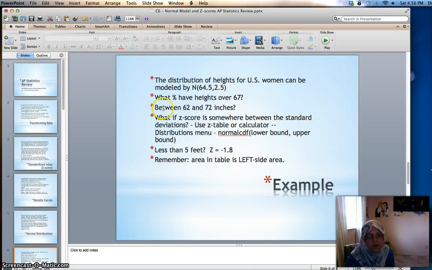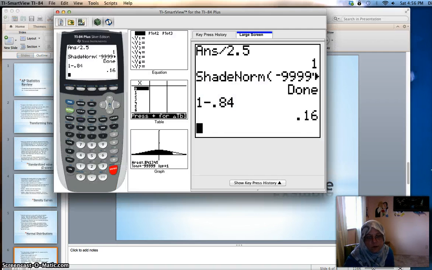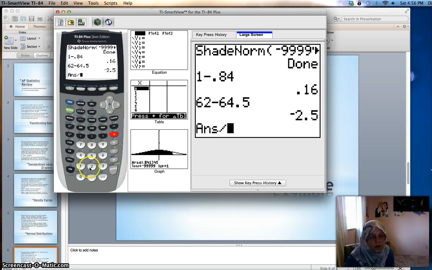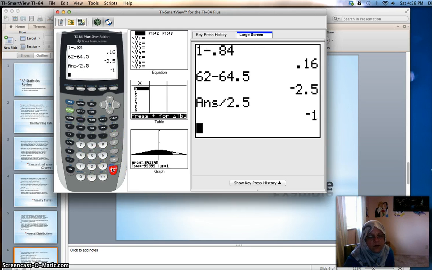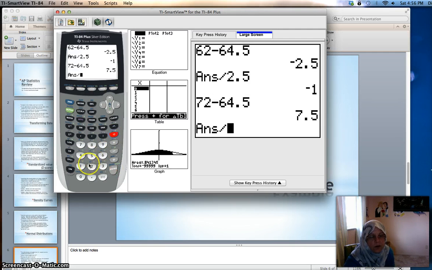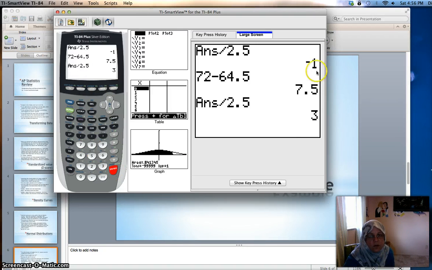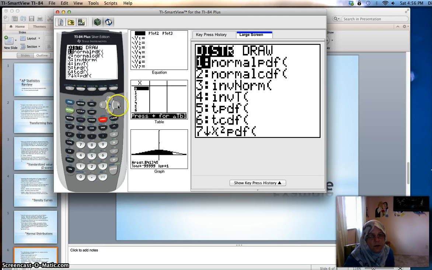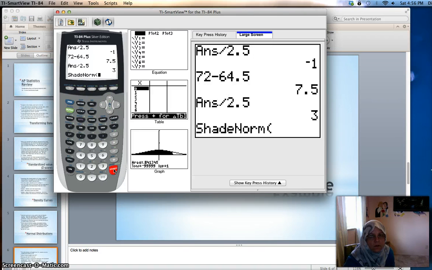And what percent of women have heights between 62 and 72 inches? Well, 62 minus 64.5 divided by 2.5. That's a z-score of -1. What about 72? Subtract, divide by 2.5. So between a z-score of -1 and 3. So let's make a quick picture of that. So -1, 3.